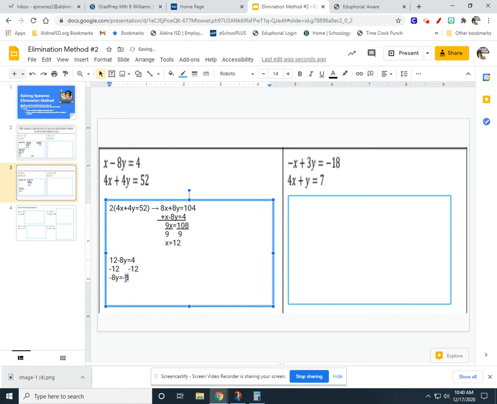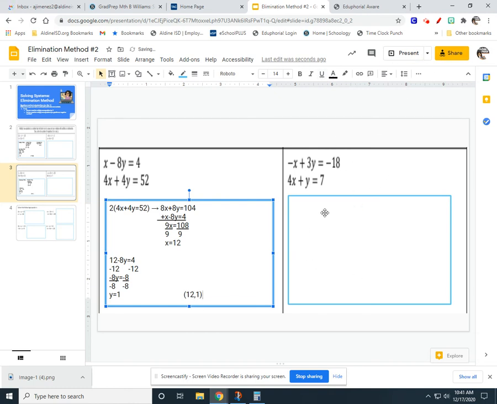I'm going to underline both of these to show that I need to divide, and I'm going to divide by the coefficient of y, which is going to be negative 8. Take the underline off. Negative 8 divided by negative 8. y is equal to a positive 1. Tab over to show you that my answer is 12, comma 1.